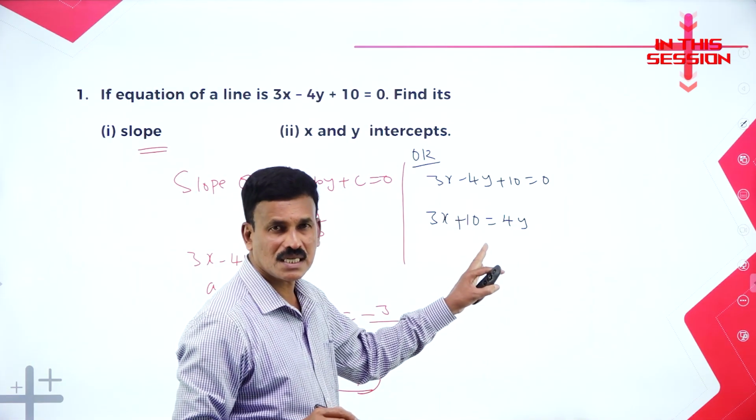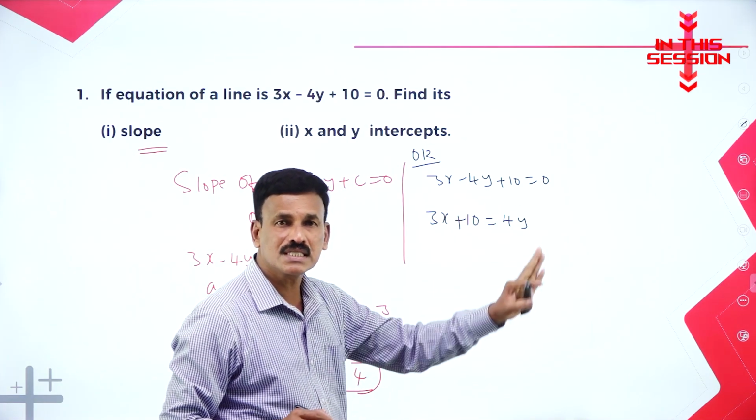Just keep 3x plus 10 as it is and transfer minus 4y to the right hand side, it becomes plus 4y.